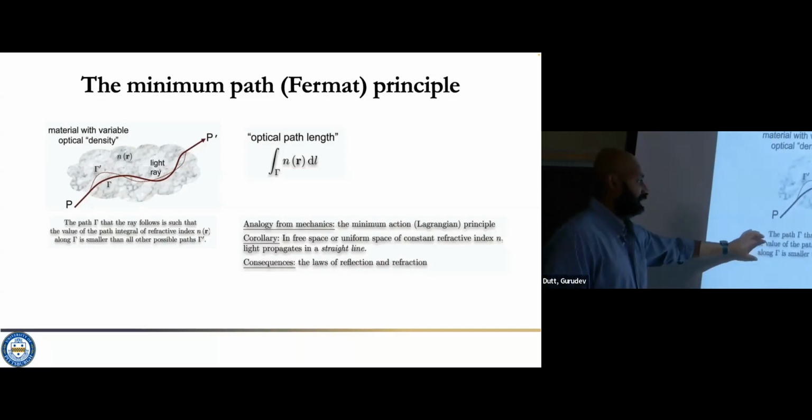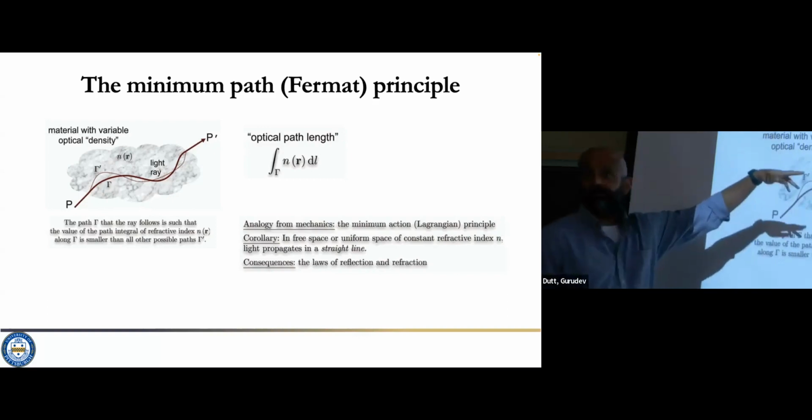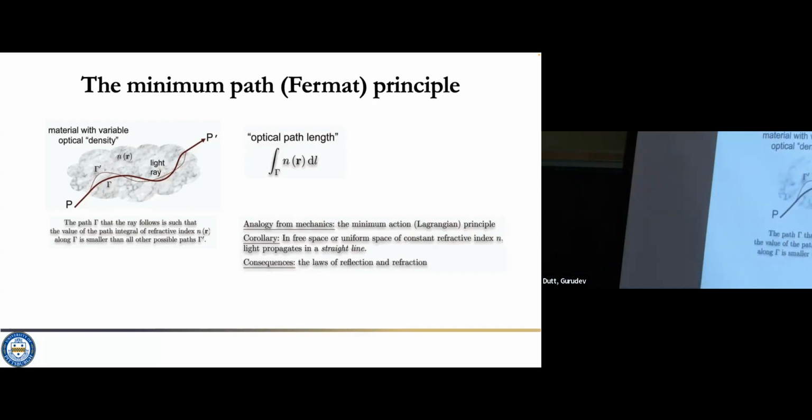And the idea is that he's saying that the path that is actually followed, the one that the light actually follows, this integral must be smaller than for all the other possible paths from point P to point P prime. Okay, what's your question? So my question is, this is the least action principle. Yeah. So how do we get this from mechanics?